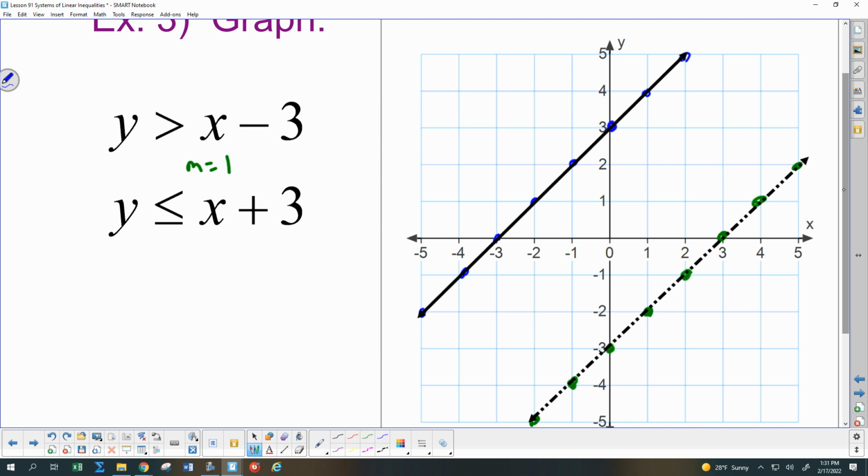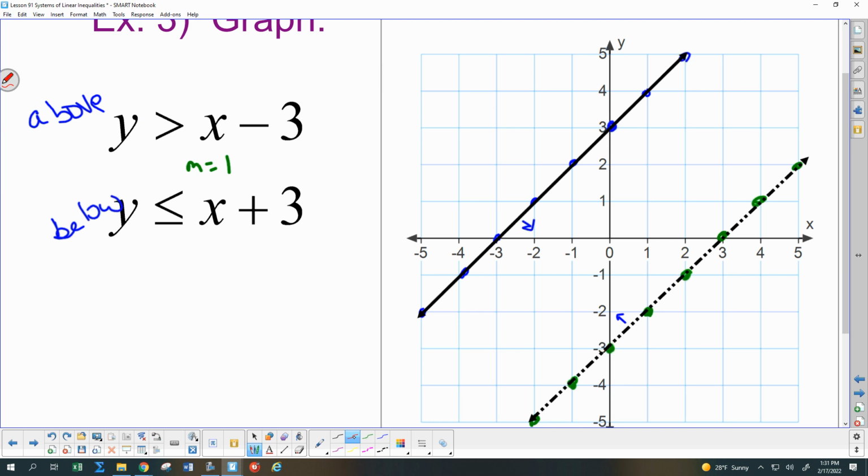So for the top line, above or below, everybody? Above for that one. What about this one? Below. So we think above the dotted, below the solid. Anybody want to suggest a really great test point?